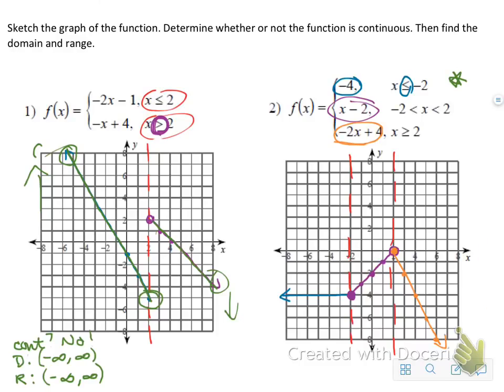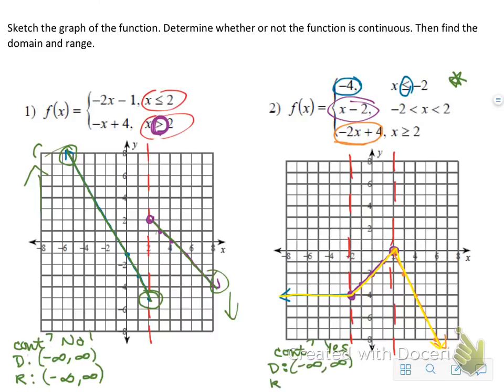So is this continuous? Did I have to lift my pen as I move from left to right? Well, let's try it. Don't have to lift. Don't have to lift. And don't have to lift, and that'll go on forever and ever. So is this continuous? Yes. Let's look at the domain. Well, if I go from left to right, it's continuous. All the numbers are included. So the domain is actually negative infinity to positive infinity again.